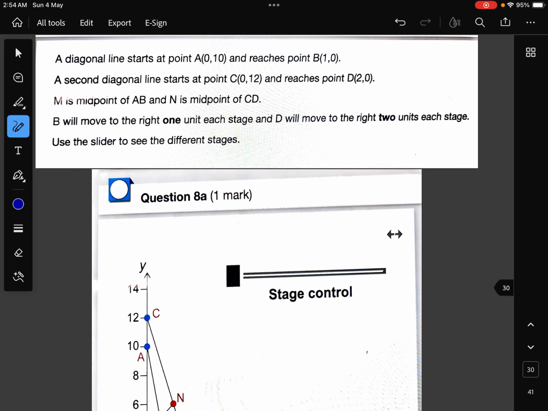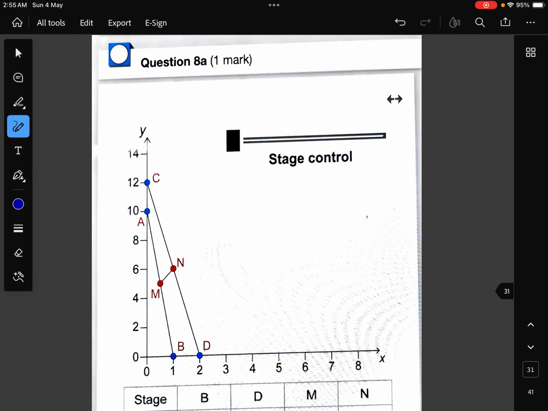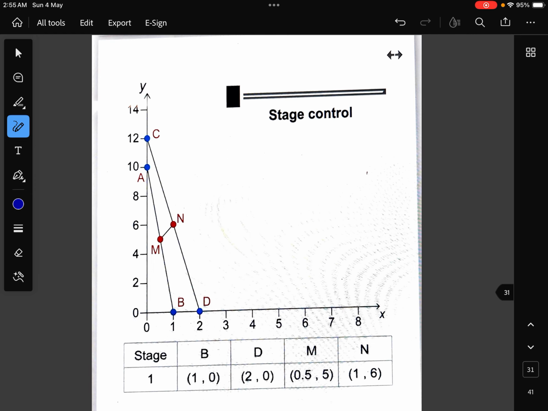But I just want to spend some time on this question, which is about a diagonal line that starts at a certain point A and reaches point B, and you've got a second diagonal line that starts at C and reaches point D. So you're going to have M and N be the midpoints of these two line segments, and I will show you how this works out. For stage 1, you probably see a few points, which are B, D, M, and N, and these 4 coordinates are given to you.